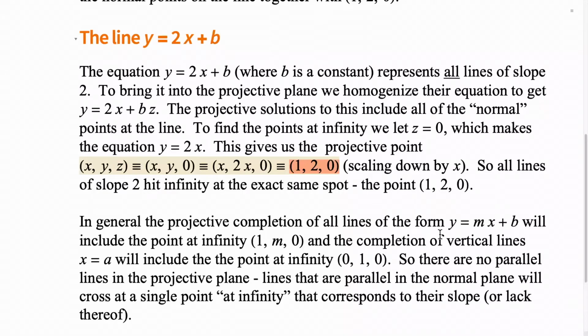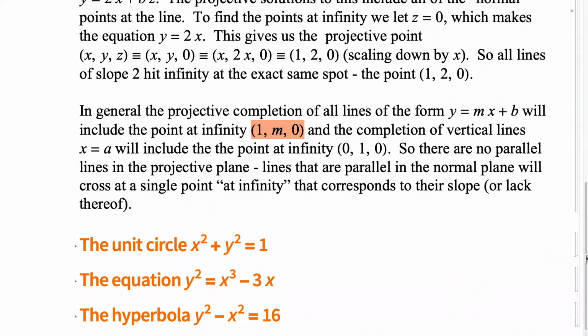This is not a coincidence. In general, when you look at the projective completion of all lines of the form y equals mx plus b, you can run through the same process, and it turns out they all hit infinity at the point 1, m, 0. Likewise, if you look at the equations of vertical lines, x equals a, they will all hit the point at infinity 0, 1, 0. And what this tells you is there are no parallel lines in the projective plane. Lines that are parallel in the normal plane will actually cross at a single point at infinity that corresponds to their slope if the line is not vertical, or the lack thereof if it is vertical.